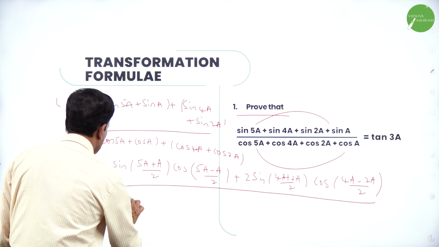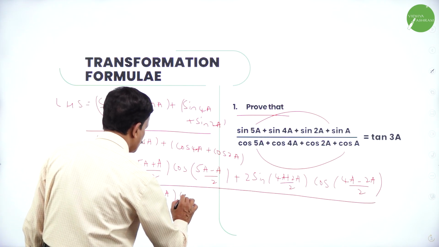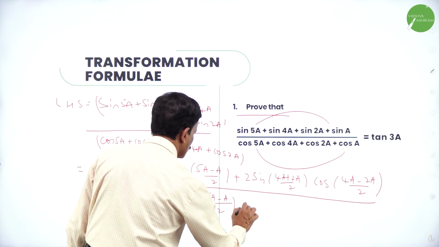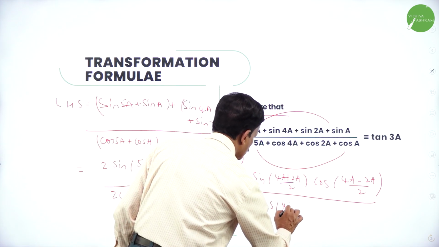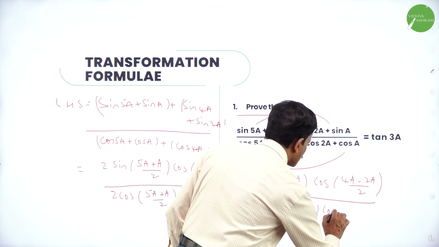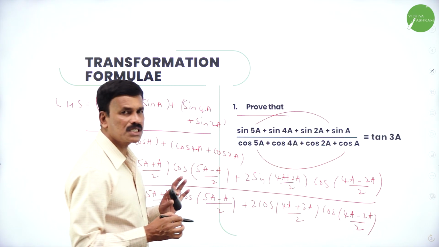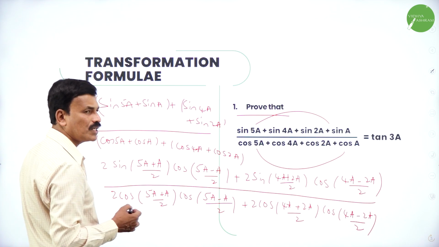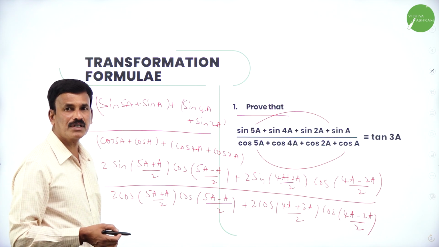So this is 2 cos (5A plus A)/2 into cos (5A minus A)/2. Plus similarly, cos C plus cos D is again 2 cos (4A plus 2A)/2 into cos (4A minus 2A)/2. So this is a very important step. Now this can be written as, in the numerator, 5 plus 1 is 6, 6 by 2 is 3, 5A minus A is 4A, 4A divided by 2 is 2A.